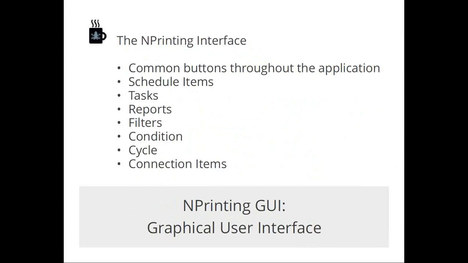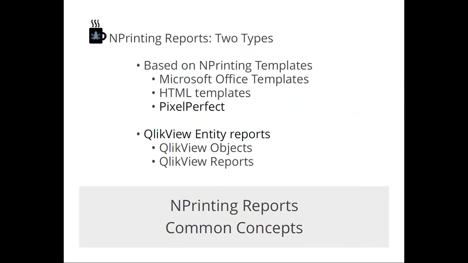All right. So as we go through the training this morning, we'll show you some of the common interface buttons. Let's talk about the NPrinting reports. There are two types. Well, the first is based on NPrinting templates, which are MS Office templates, HTML templates, and Pixel Perfect templates.